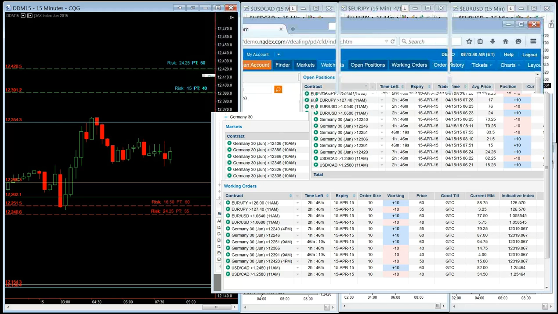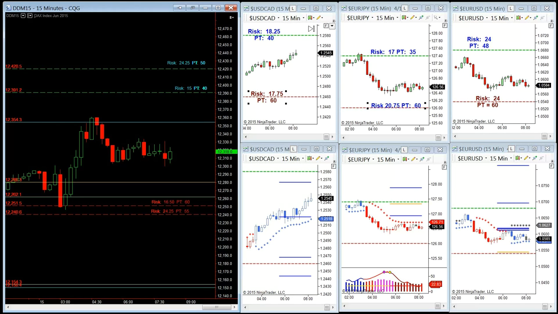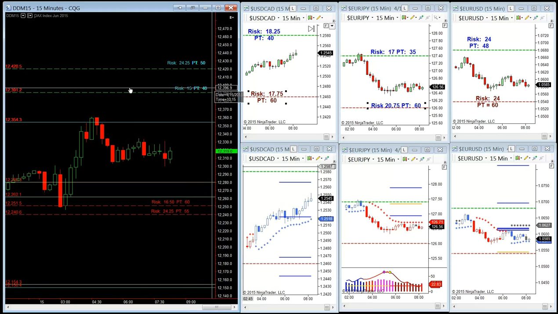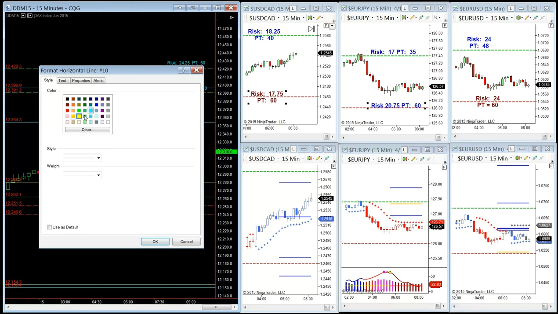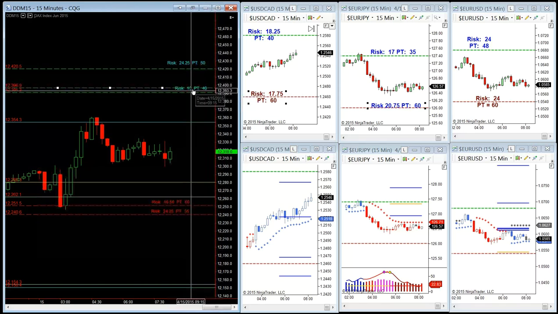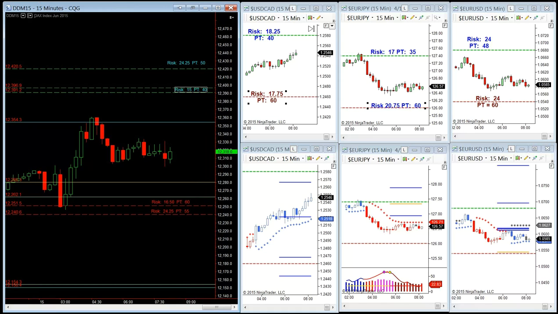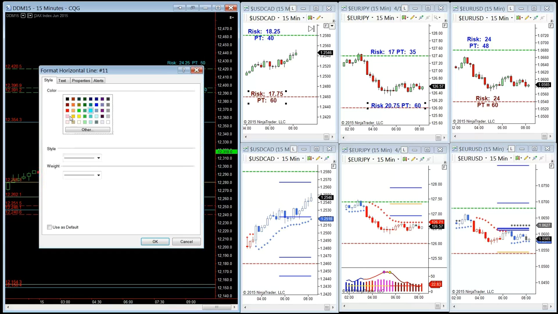Now I need to put my lines on my chart so y'all can see what I have done. So I got 396. I'm going to change that color to green. Make it a dashed line. All right. And we need to put the other one down here. 246. Gonna make it red.